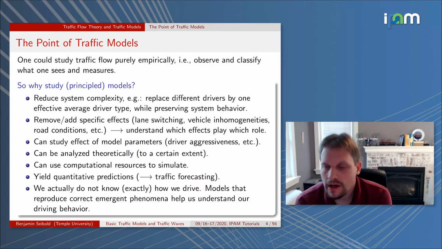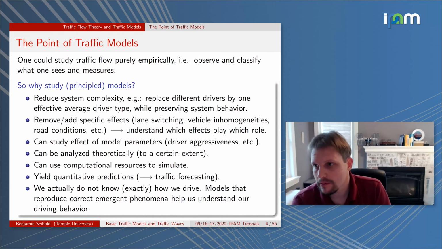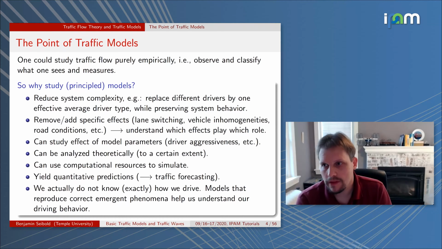principle descriptions. In the times of big data, obviously, one could, in principle, try to just observe traffic flow, classify what one sees and measures, and then build essentially purely empirical models. And that can be done. But what I'm focusing on here is the complement to this, namely really starting from principled models. The art, of course, is combining these approaches in practice, but the focus of this talk is largely on the principled description of traffic flow.